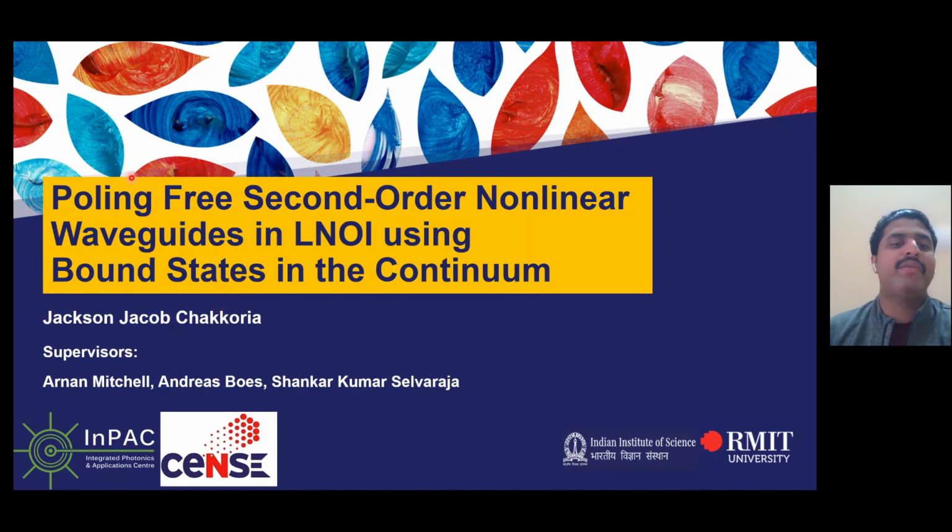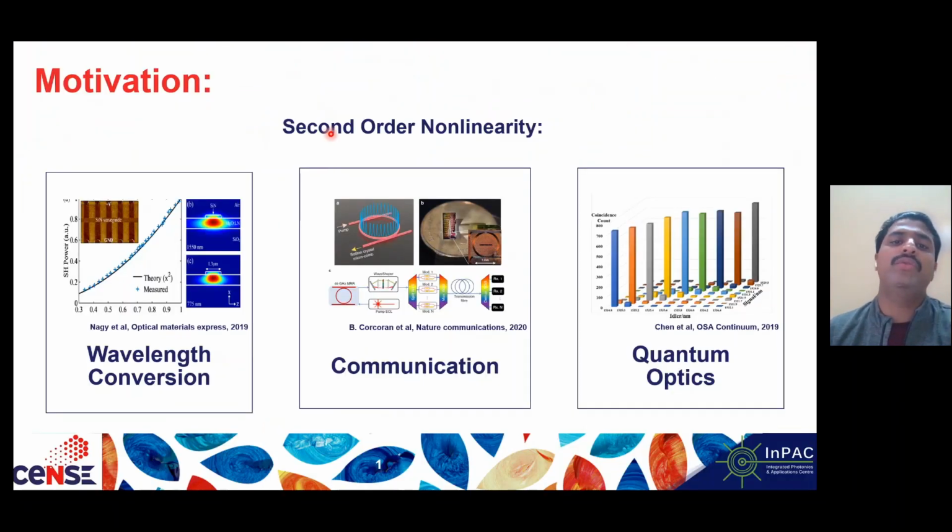Today, I am going to present my work on poling-free second-order nonlinear waveguides in lithium niobate on insulator using bound states in the continuum. As the topic says, I am working on second-order nonlinear processes. Before going to the work, we should know why this second-order nonlinearity, or χ2 process, is important. The simple answer is, if you have to manipulate light, generally we use a nonlinear process.